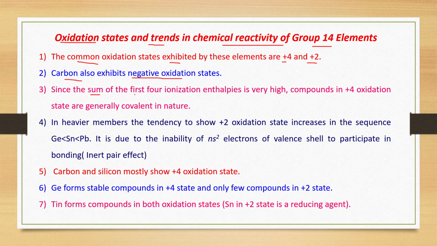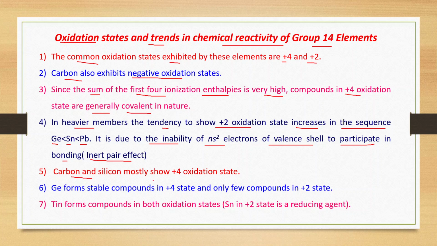Since the sum of the first 4 ionization enthalpies is very high, compounds in +4 oxidation state are generally covalent in nature. In heavier members, the tendency to show +2 oxidation state increases in the sequence germanium, tin and lead. It means in lead, the +2 oxidation state is most stable. It is due to the inability of ns2 electrons of the valence shell to participate in bonding, and that is also known as inert pair effect.